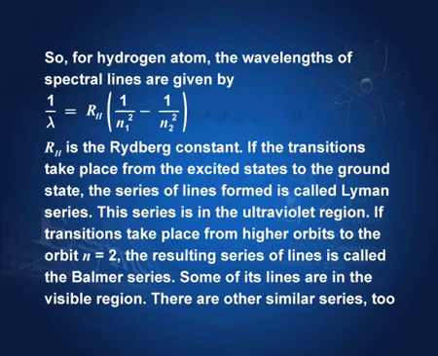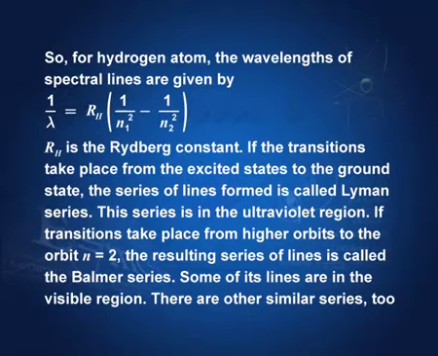So, we can write 1 by lambda equal to R_H into (1 by n1 squared minus 1 by n2 squared) for hydrogen. If the transition takes place from the excited states to the ground state, the series of lines formed is called Lyman series. I will show you in a moment. This series is in the ultraviolet region, so it is not visible.